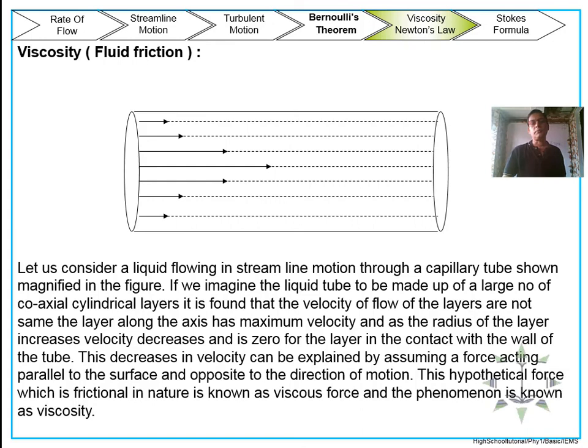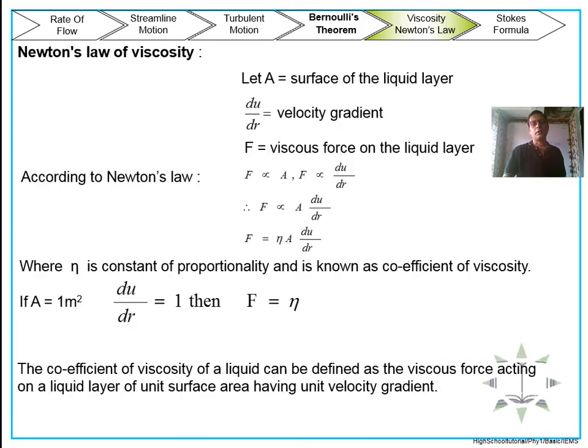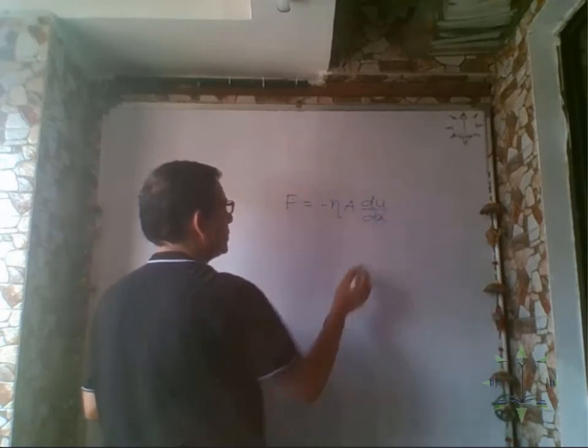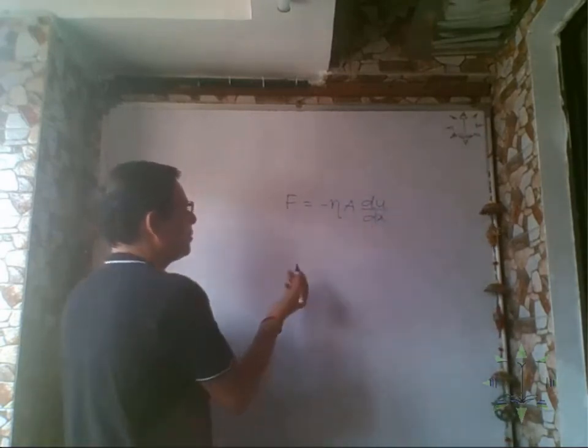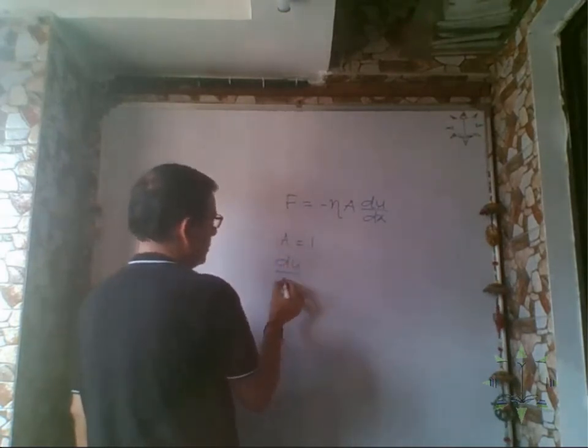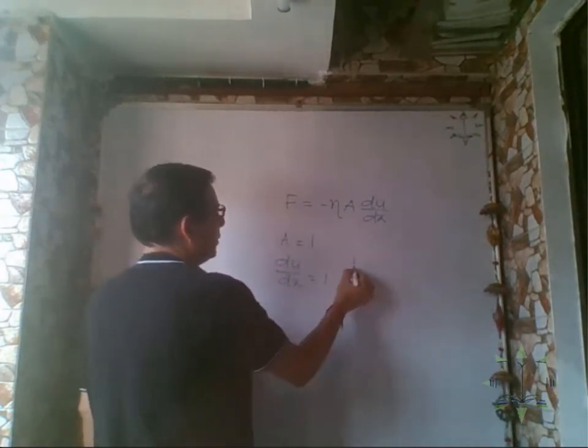This is viscosity, fluid motion, Newton's law of viscosity, we derived it. And what is coefficient of viscosity? While we defined this viscosity, we defined F is equal to minus eta A du by dr, du by dx, anything you can write. So how can it be defined? If A is 1, du by dx is 1, then F equal to eta.